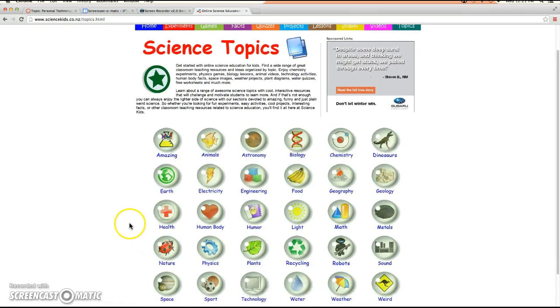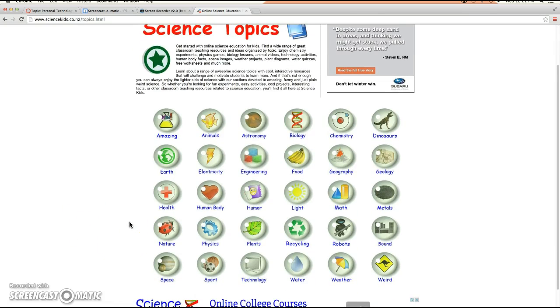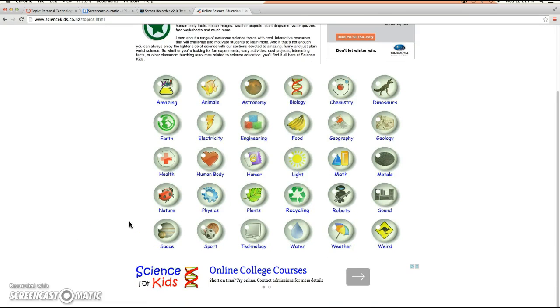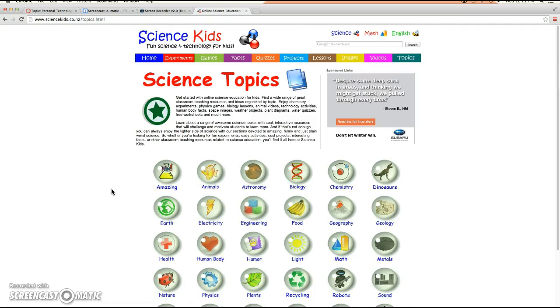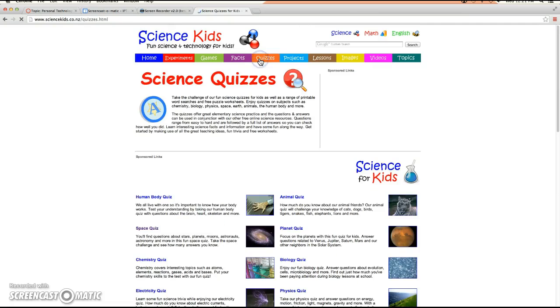The strengths of this, I've mentioned that I really like that it is organized by topic and that it's so easy to use, that there's no question about how you would be able to find certain resources, that it's really just right at your fingertips. One of the weaknesses of this website is that I'm not a huge fan of the quizzes.